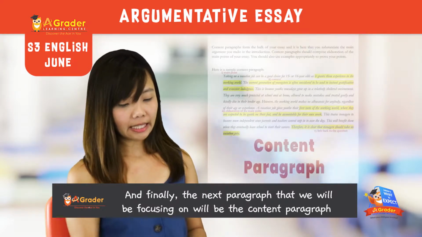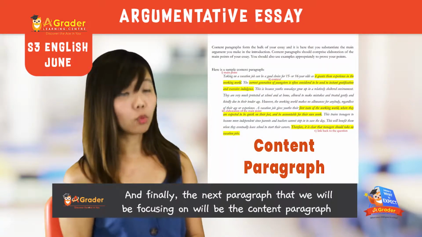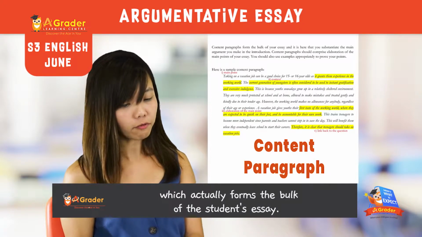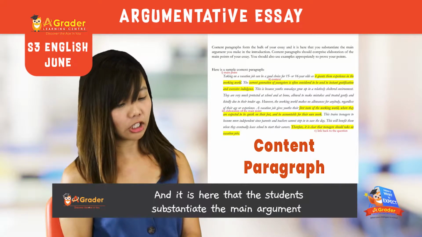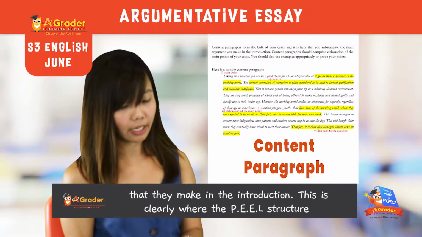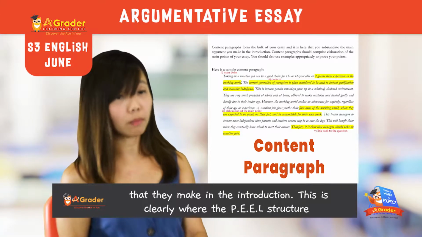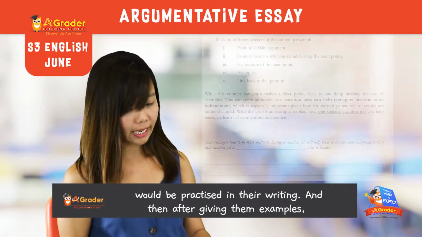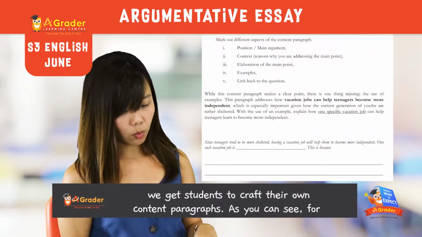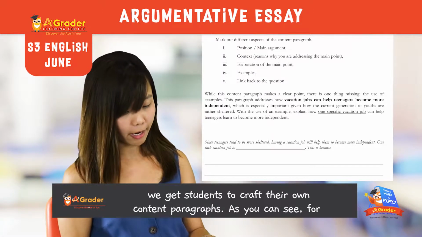And finally, the next paragraph that we will be focusing on will be the content paragraph, which actually forms the bulk of the student's essay. And it is here that the students substantiate the main argument that they make in the introduction. So this is clearly where the Peel structure will be practiced in their writing. And then, after giving them examples, we get students to craft their own content paragraphs.